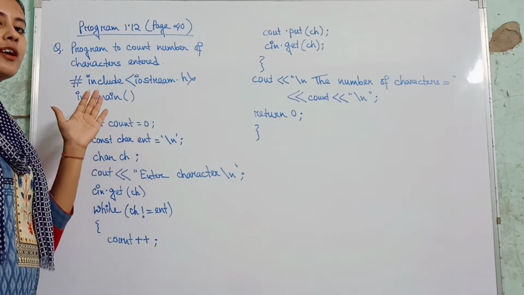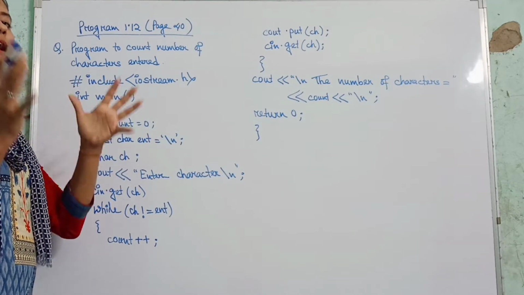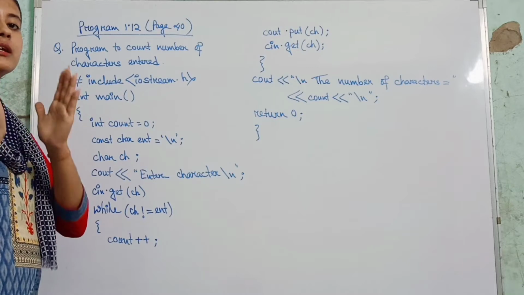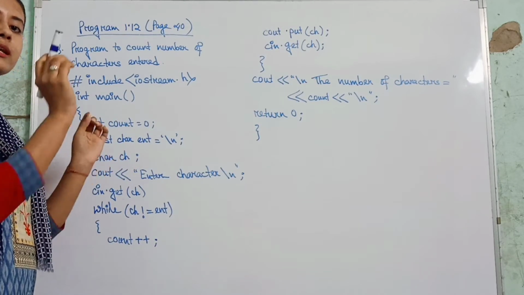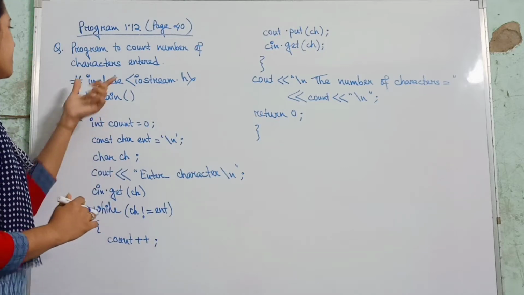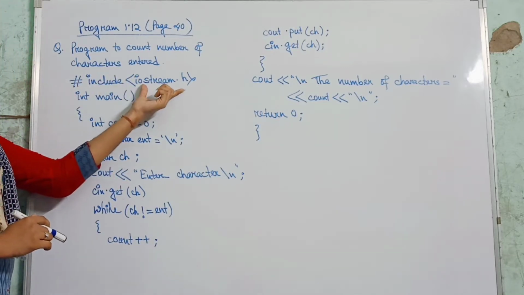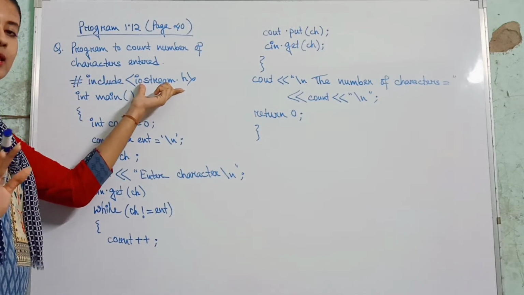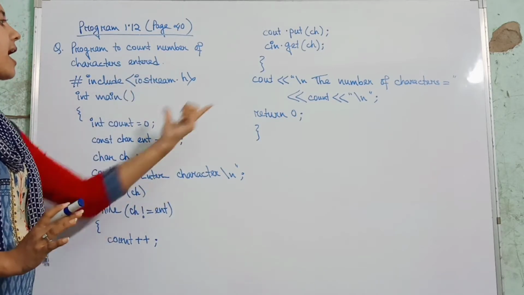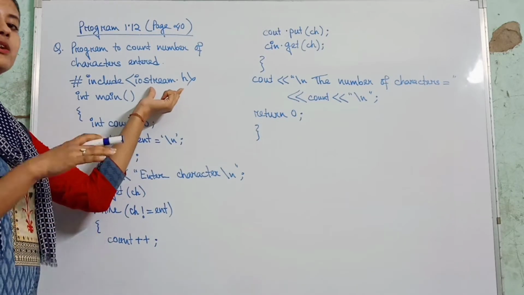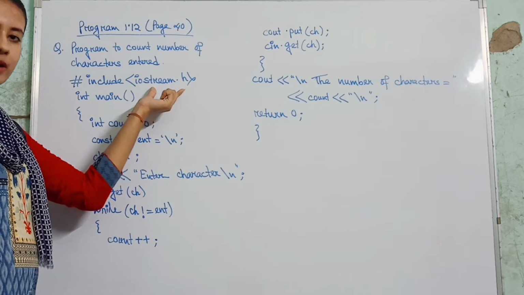Suppose we have written 2 or 3 words. We have to count the number of characters in those words. How many characters are there, including the white spaces also. Okay? So for this we have included the header file iostream.h and nothing else should be included, because the get and put functions are already included in this iostream.h.